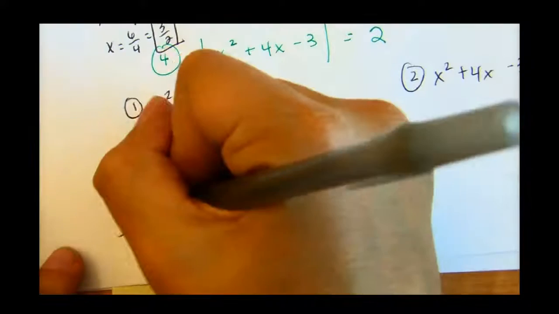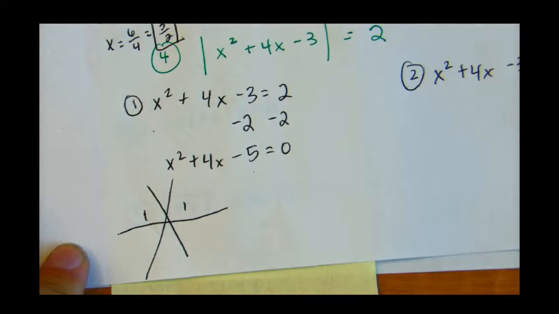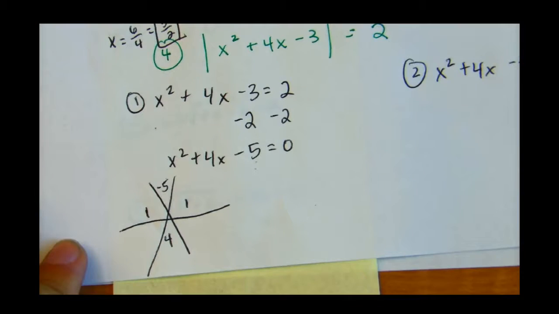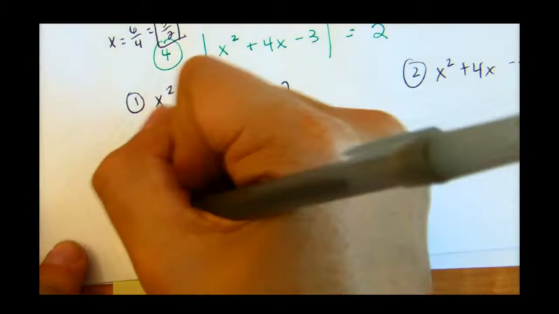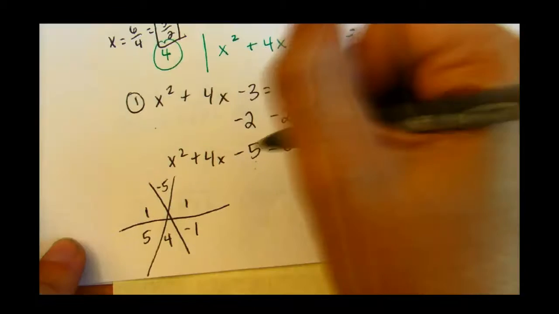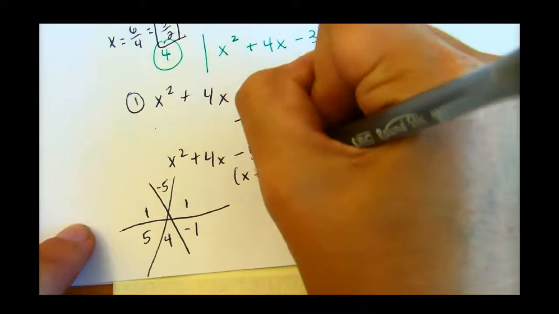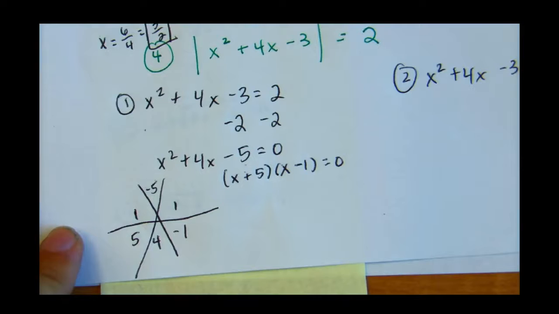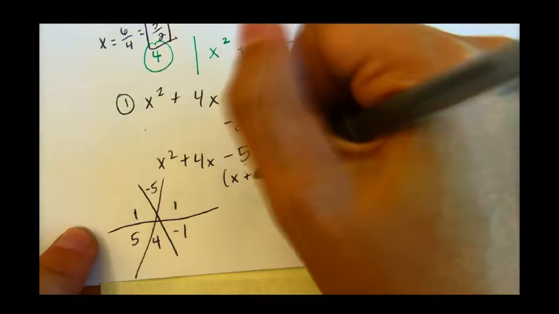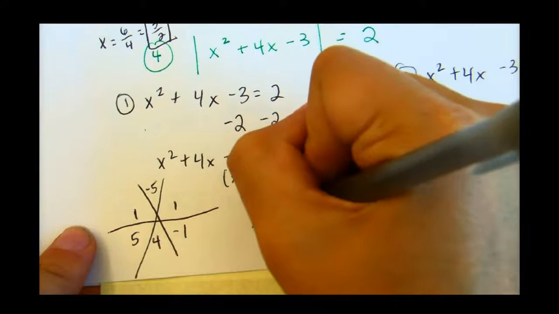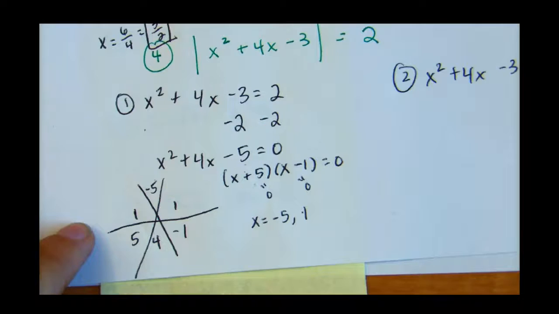My coefficient for x squared is just 1. I'm multiplying 1 times negative 5 to get a negative 5, and I'm adding to a positive 4. My two factors are going to be a positive 5 and a negative 1. So my binomials are going to be x plus 5 and x minus 1 equals 0. So when I set each of those pieces equal to 0, I'll get x equals negative 5 and x equals 1.